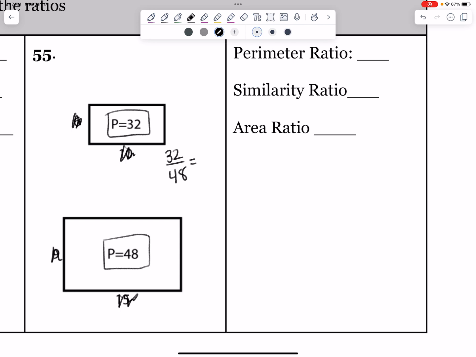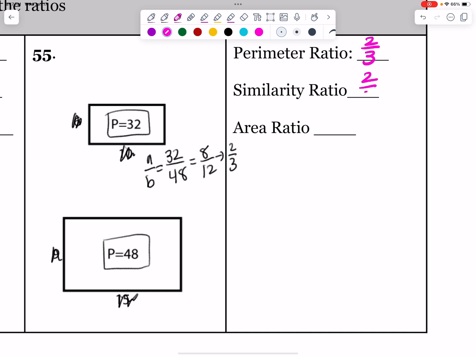When I reduce that, that is going to give you my A over my B. A over B. So I can divide both of these. Both of these are divisible by 4. And that would be 8 over 12, I believe. And I can reduce that again. Divided by 4 would be 2/3. So my A over my B would be 2 over 3. So where do I get to fill that in? I get to fill that in for the perimeter ratio and for the similarity ratio.